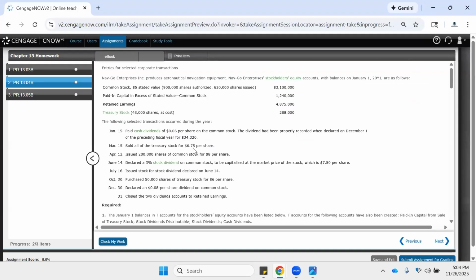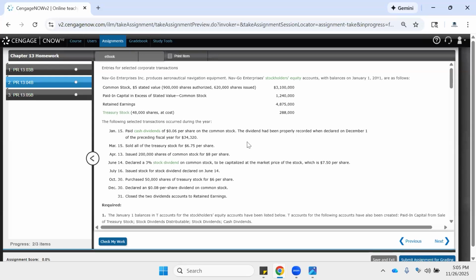We have a company, Navco Enterprises, and they produce aeronautical navigation equipment. They have the following beginning balances: common stock, $5 stated value, which will be recorded. That means that there's no par value, but they have a stated value, and so we're going to record the stated value to the common stock account, and additional paid-in capital to the paid-in capital in excess of stated value, common stock account. And they have retained earnings, and then 48,000 shares of treasury stock, which is stock that's been purchased back by the company.